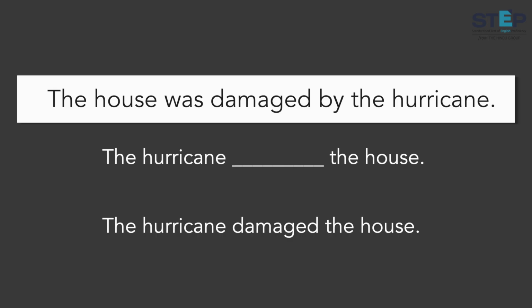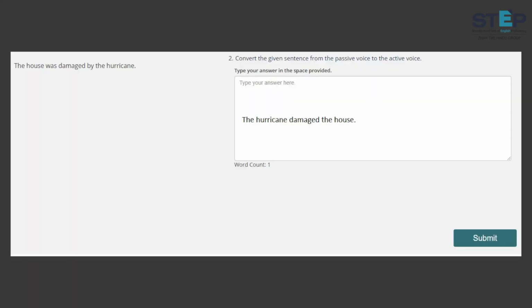Remove by and the be verb was. Damaged is the simple past tense of the base form of the main verb in the sentence, damage. We get the sentence in the active voice, "The hurricane damaged the house."